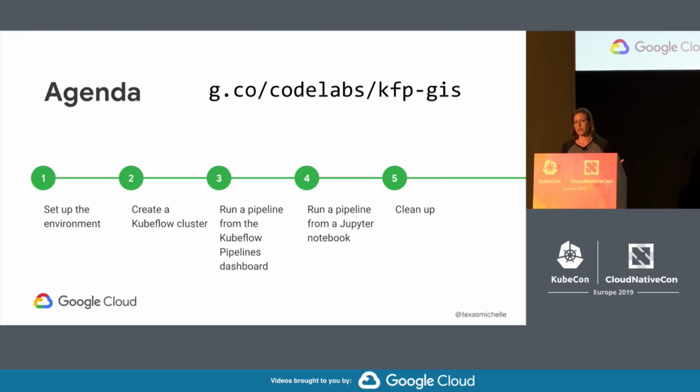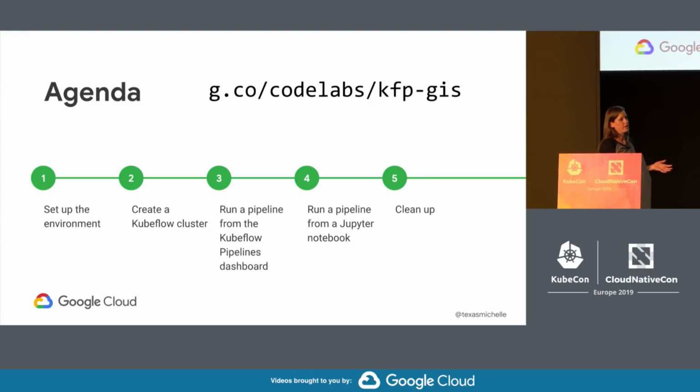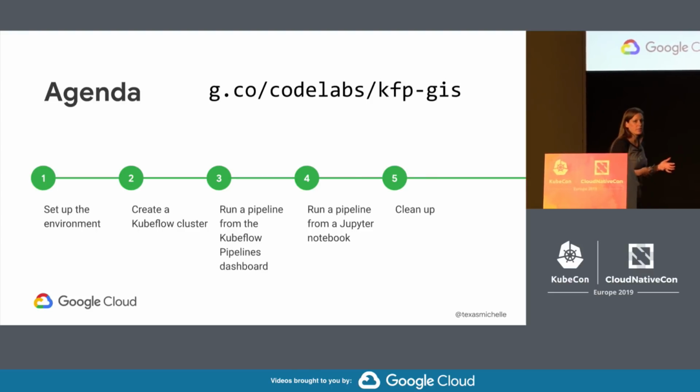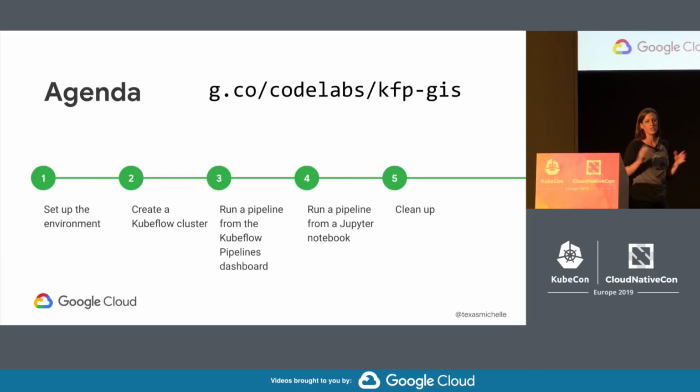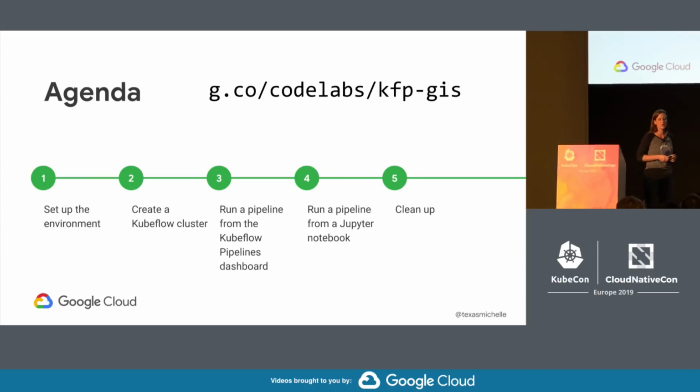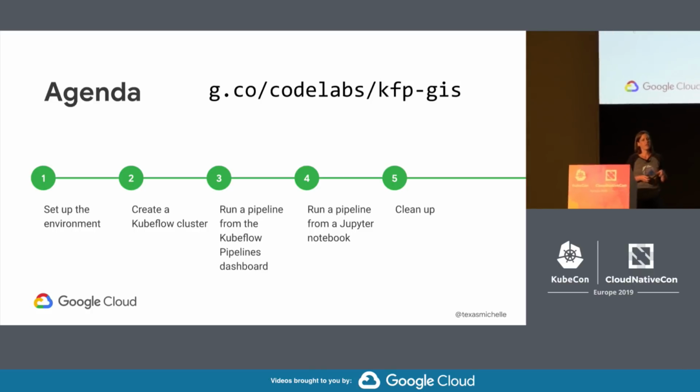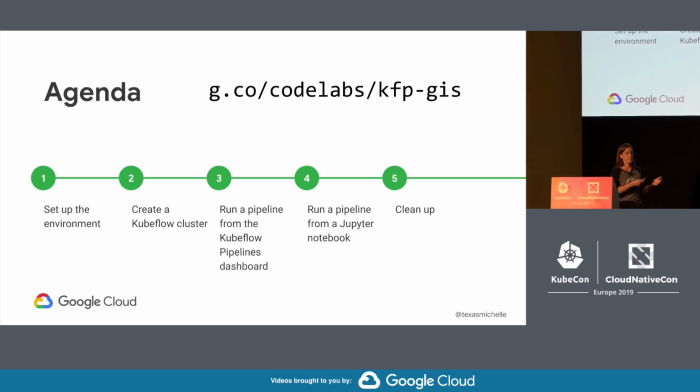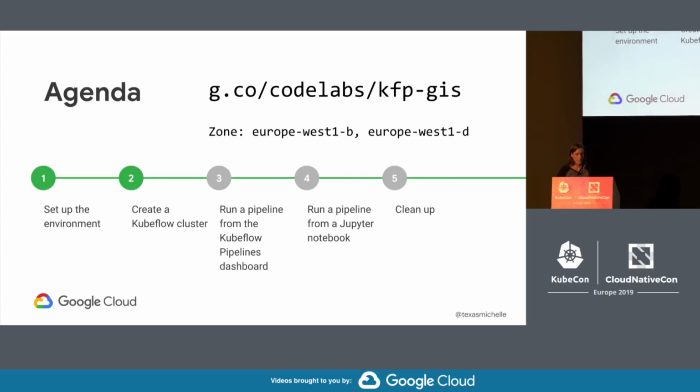So what are we going to be doing? We'll start by setting up our environment, and then we'll create a brand new cluster from scratch, and we'll install all of the Kubeflow components on top of that. And then we'll move into the Kubeflow Pipelines dashboard, and we'll upload a pipeline, and we'll run it directly from there. And then we'll move into the notebook interface, and we'll run the same pipeline directly from a notebook. And then we'll end by cleaning up our cluster. OK.